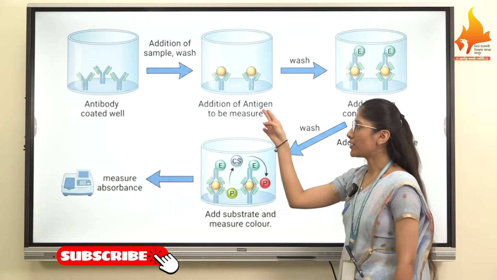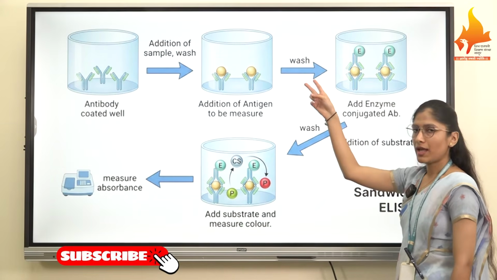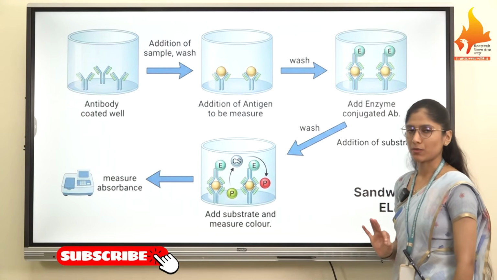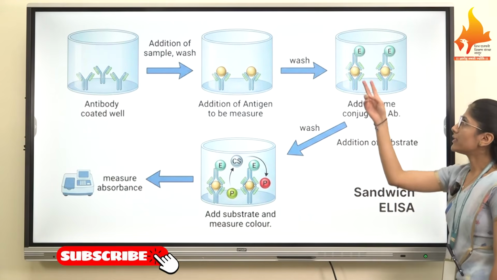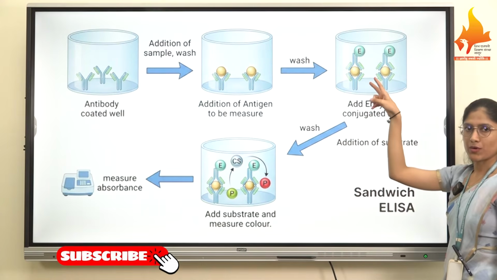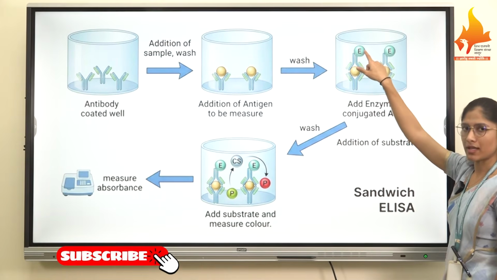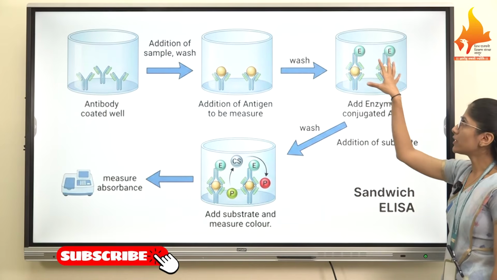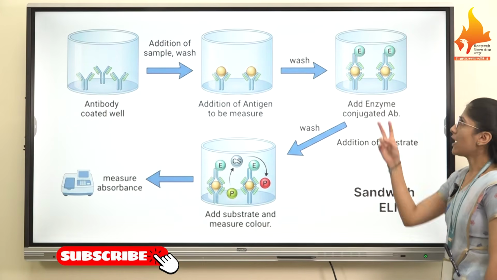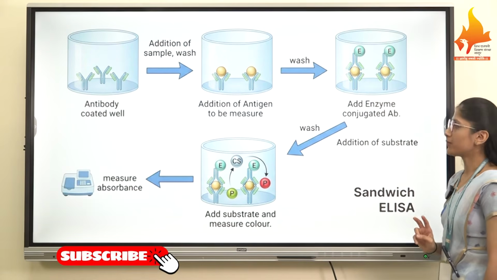So, addition of antigen to be measured. Then we wash, and there is the addition of enzyme linked secondary antibody. So here the antigen is sandwiched between two types of antibody, that is your primary antibody and enzyme linked secondary antibody. That particular mechanism is known as a sandwich ELISA. Antigen is sandwiched between two types of antibody.